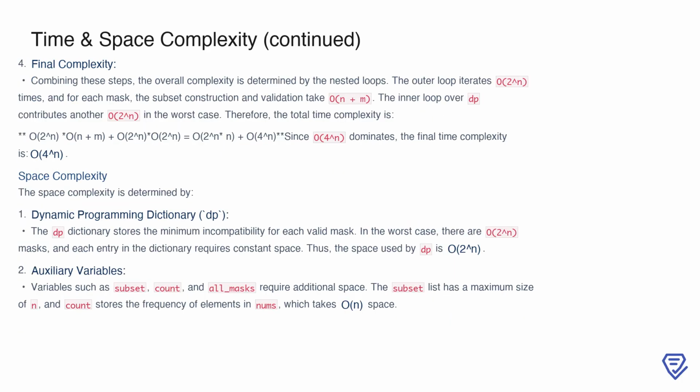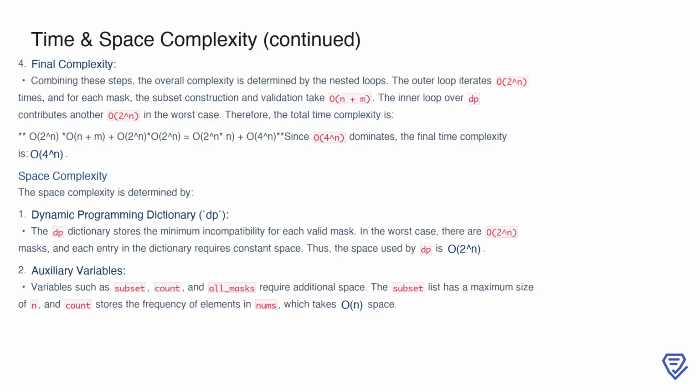Now, considering all these steps together, the total complexity comes from the combination of the nested loops and operations. The outer loop runs 2 to the power of n times, and for each mask, the subset construction and validation take n plus m. The inner loop over the DP dictionary adds another 2 to the power of n in the worst case. Multiplying these, we get an overall time complexity of 2^n * (n plus m) plus 4^n. Since 4^n dominates, the final time complexity simplifies to 4 to the power of n.